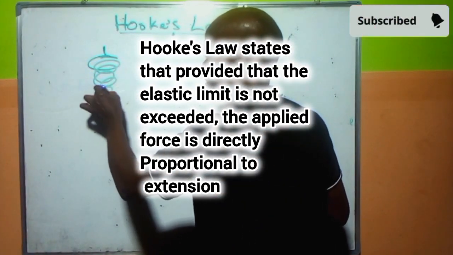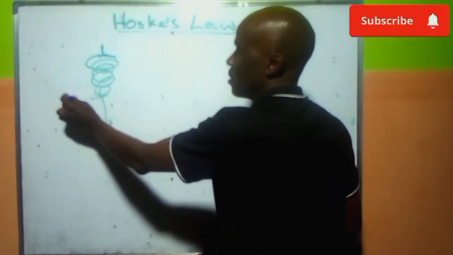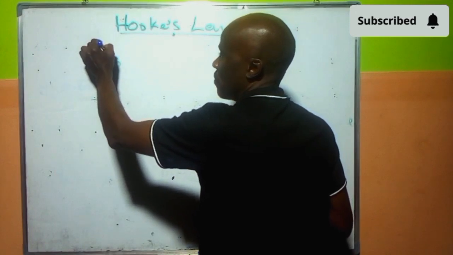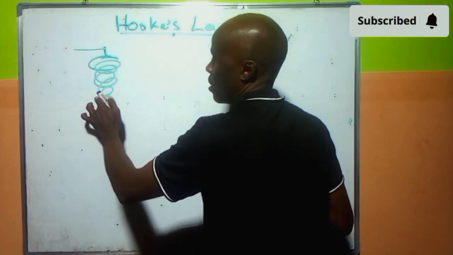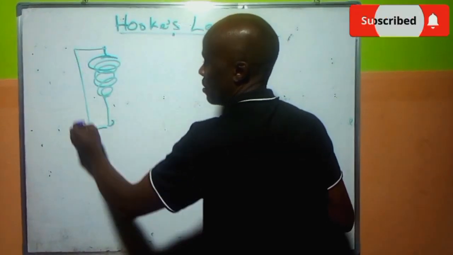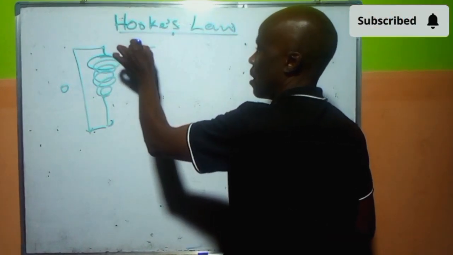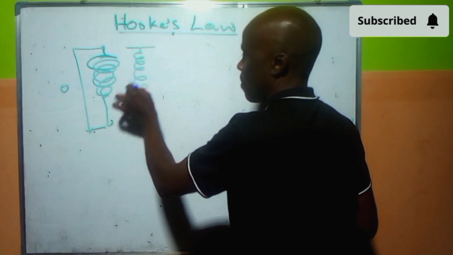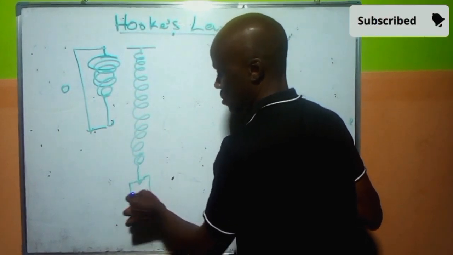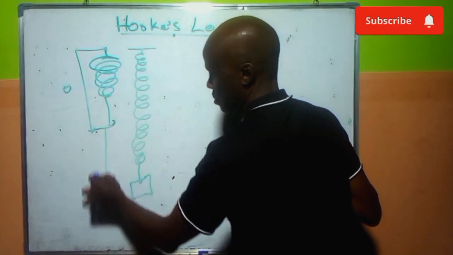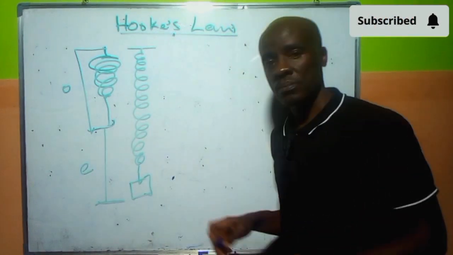We have a spring. This is a spring I have here. Originally, this is the length. We start from here, down here, as the original, O. Now, when we add a load on it, when we apply a force on it, we notice there's a kind of extension. So from this point down, we have the E, which is the extension.